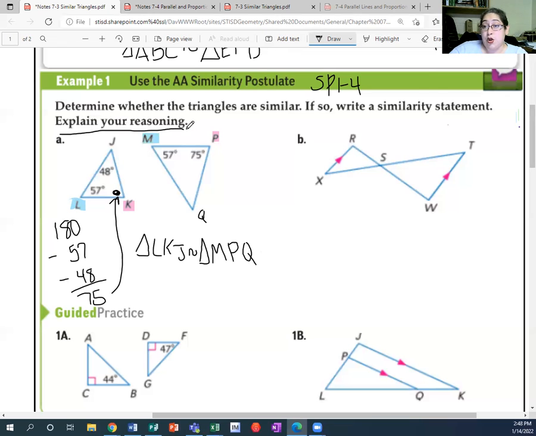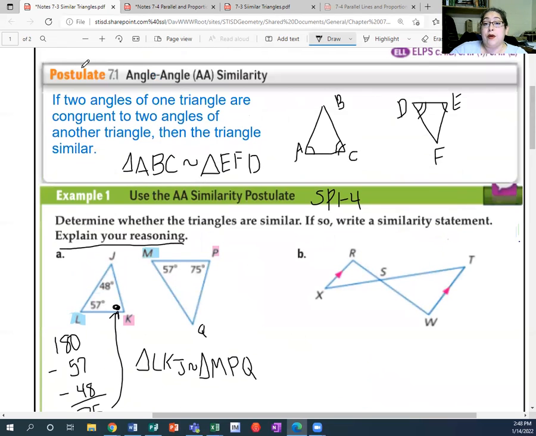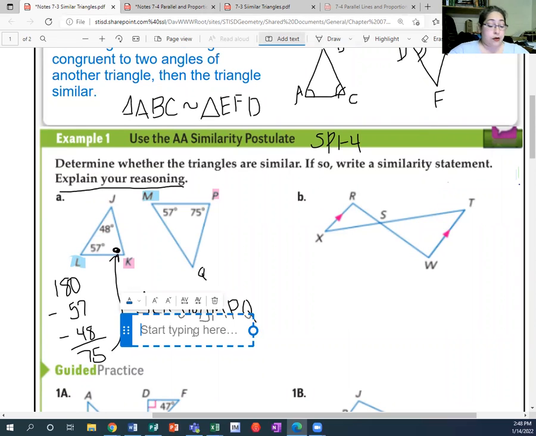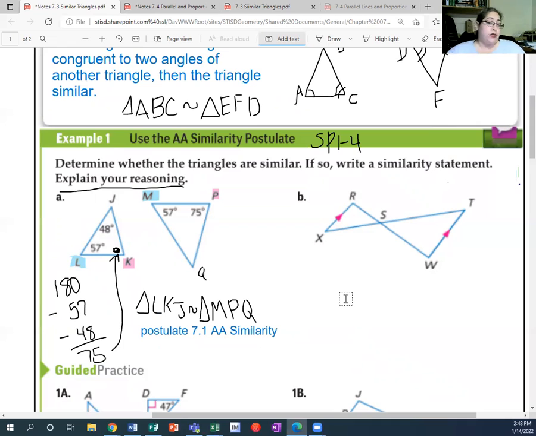My reason was from this postulate 7.1, the angle-angle similarity. And so my recommendation for you guys as you're doing your homeworks is to get that practice for writing out the postulate number and the name, so that way when you see this on a proof that you have to use it, you know what that postulate gets used for. Not too terrible, right?